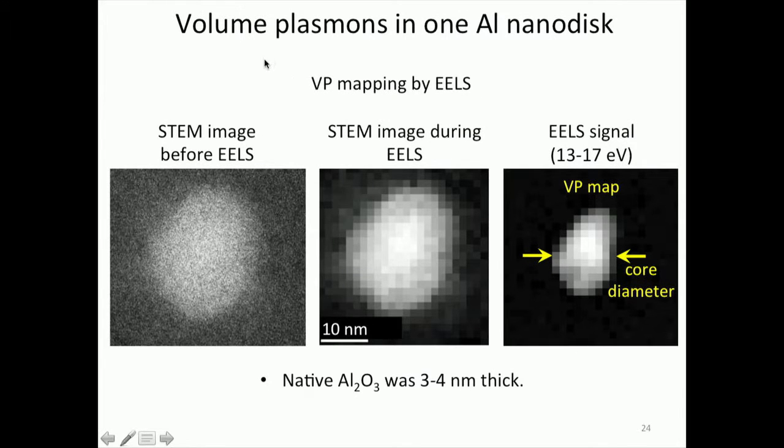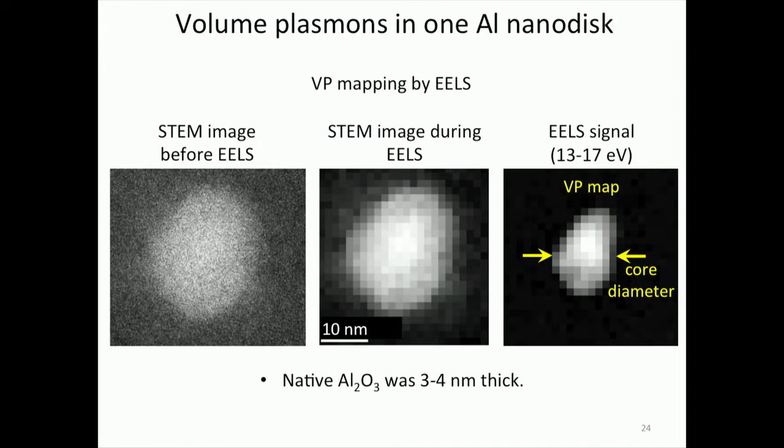So here we try to study that again, using the lithographic method I already showed you to pattern these structures, and we're going to do volume plasma mapping with EELS. Here is one example of one structure that we studied. This is a STEM image before EELS, and in the middle, there's a STEM image during EELS. Again, we took about 1 to 2 nanometer step size, so in each pixel I have one spectrum, and then I can process each different spectrum in order to select the different resonance modes.